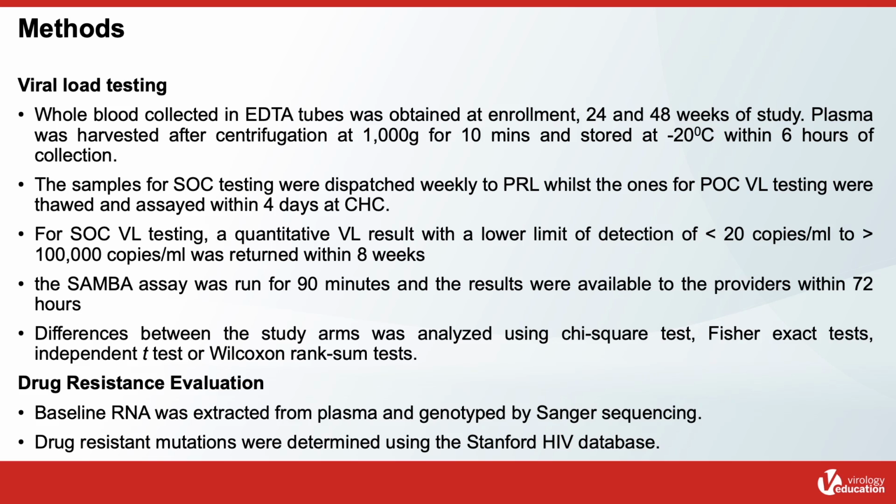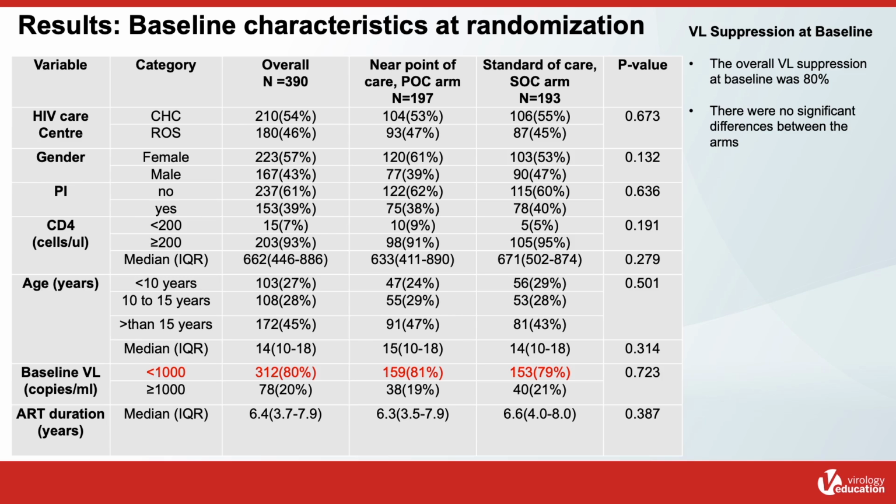Differences between the study arms were analyzed using chi-square, Fisher's exact test, and independent t-test. For drug-resistance evaluation, baseline RNA was extracted from plasma and genotyped by Sanger sequencing, and the drug-resistance mutations were determined using the Stanford HIV database.